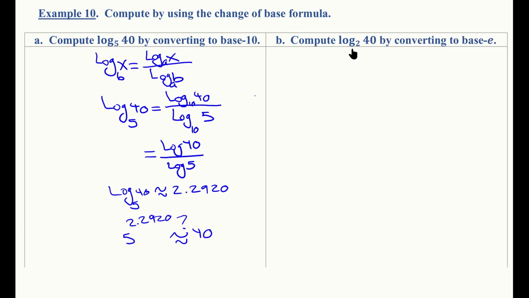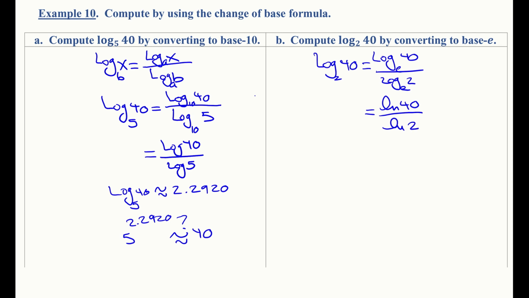The last one we're doing is log base 2 of 40. This time we're going to use base e logarithms. So we're going to take log base 2 of 40, and remember, we can write it as log of any other base of 40. In this case, we'll choose a to be e. So log base e of 40 divided by log base e of 2, the original base. Of course, you know log base e is just going to be ln on your calculator. So that's just ln 40 divided by ln 2.